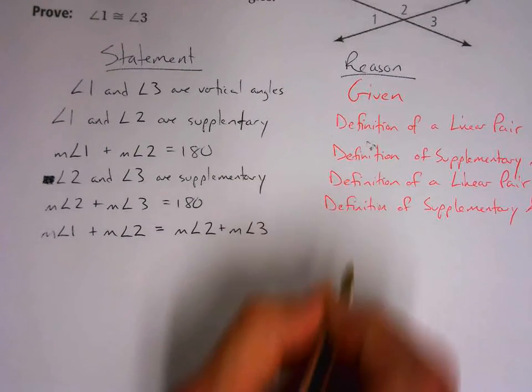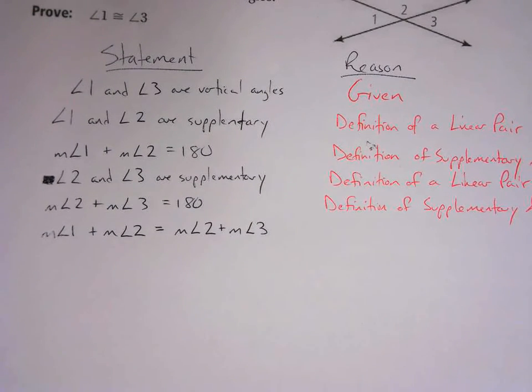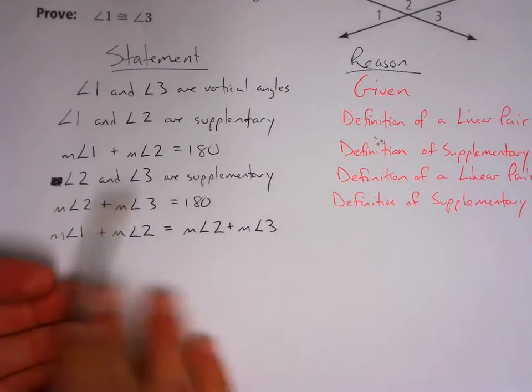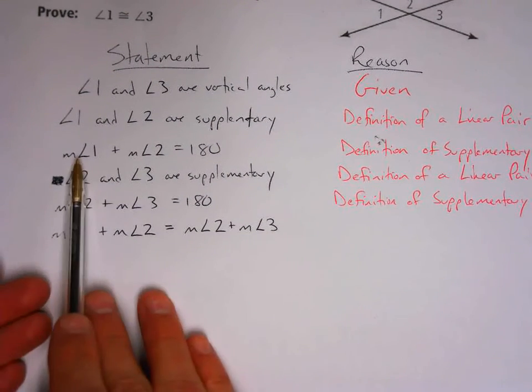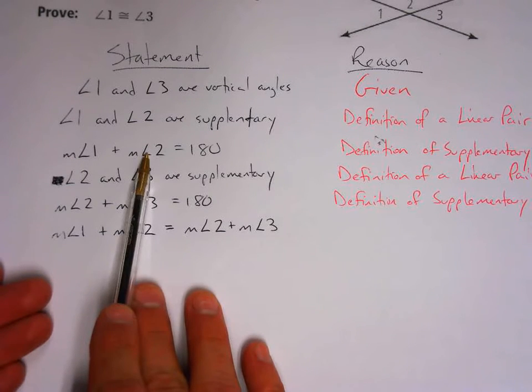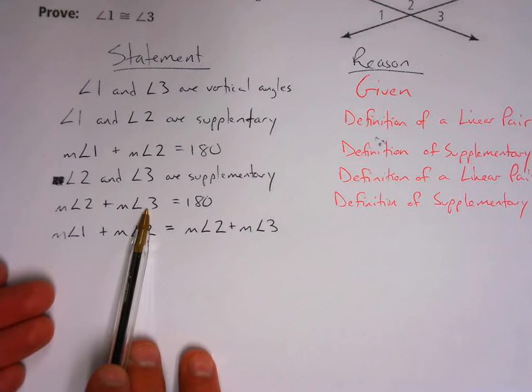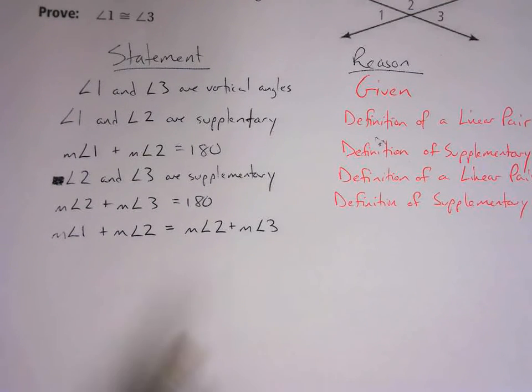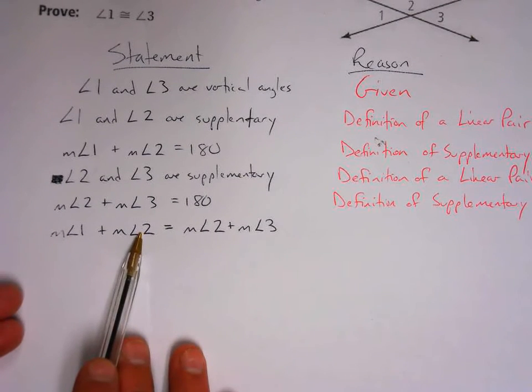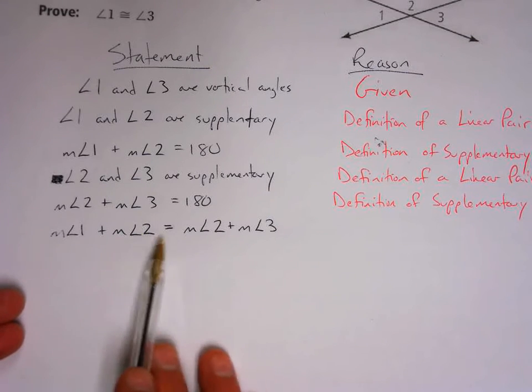Okay, so we can see here through the announcement, hopefully you saw what I was pointing to. If we have the measure of angle 1 plus the measure of angle 2 is equal to 180, and this is also equal to 180, which is the measure of angle 2 plus the measure of angle 3, we can totally establish that the measure of angle 1 plus the measure of angle 2 is equal to the measure of angle 2 plus the measure of angle 3.